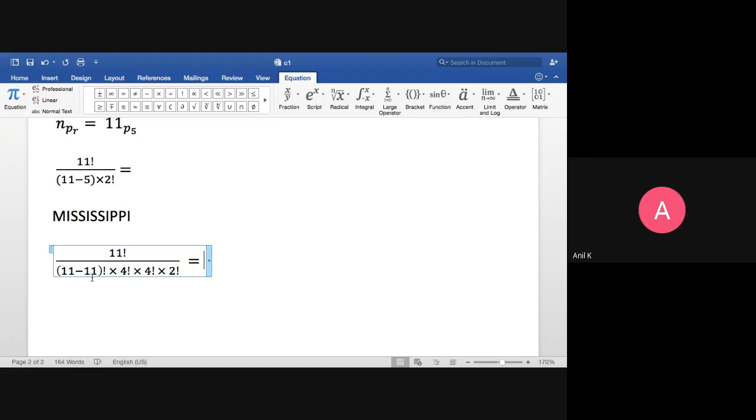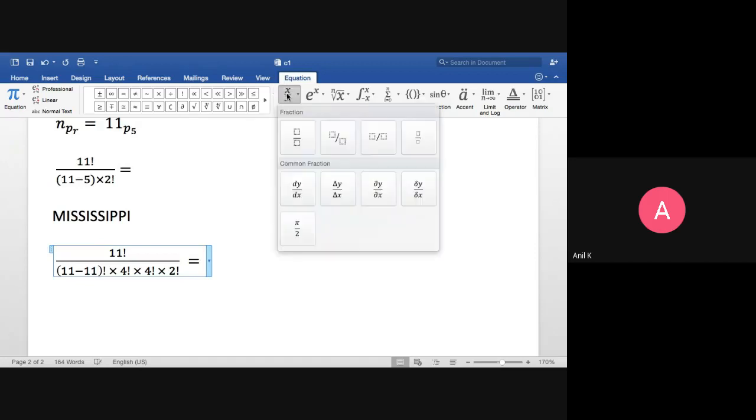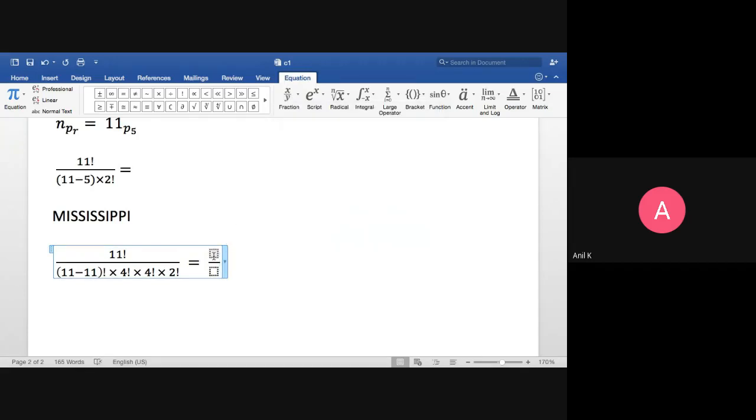Because out of 11 letters, not taking any one of them is also going to be one arrangement, keeping every block empty. That is also going to be 1. So 0 factorial is always 1. That means you are going to get 11 factorial upon 4 factorial into 4 factorial into 2 factorial. So this is the final answer when the letters are repeating multiple times.